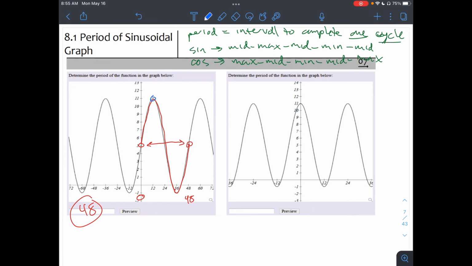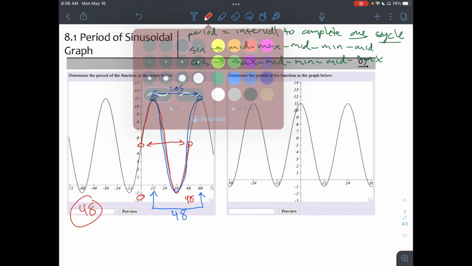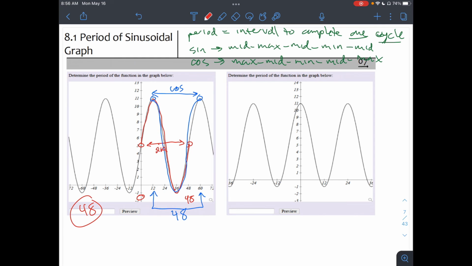So if we take this maximum and we want to go all the way to the next maximum right here, this would be the distance of our period, which goes from 12 to 60. That has a distance of 48 also. So you can think of it in either form, either as sines or as cosines. Again, this is looking at it as a cosine, and then this one is looking at it as a sine.